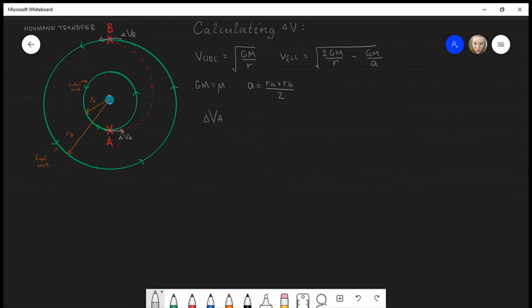Delta VA. Previously, we saw that delta VA is given by the difference in the magnitudes of the initial orbit and the transfer ellipse. The transfer ellipse being of the greater velocity means that we'll be taking away from the transfer ellipse. So we'll be taking away the circular velocity from the transfer ellipse. I'm going to write this out in full using the expressions that we have above, but I'm going to substitute in the mu.